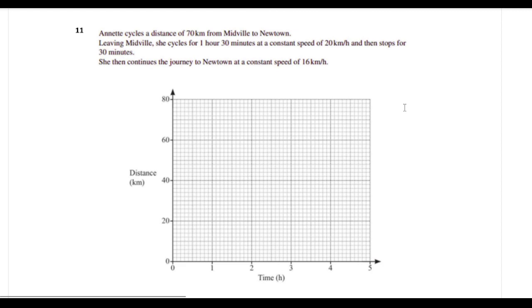Okay, so for the first 1 hour 30 minutes, the speed is 20 kilometers per hour. As the speed is 20 kilometers per hour, in 1 hour 30 minutes the total distance covered will be 30 kilometers. So 30 kilometers is somewhere here. So this is 30 kilometers, covered in 1 hour 30 minutes. So I will join by a straight line like this. Okay, the speed is 20 kilometers per hour.